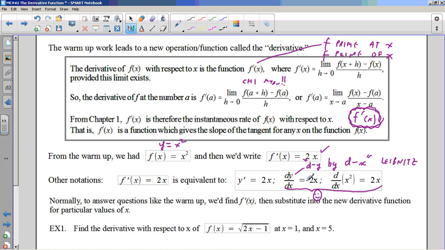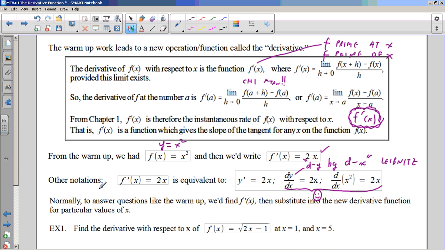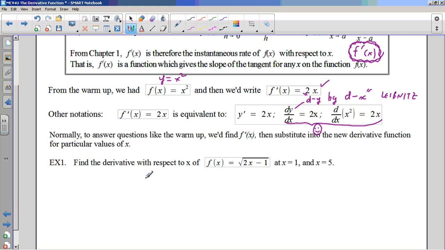Normally, to answer questions like the warm-up, what we're going to do is get the function in general, and then just substitute in regular things. Like you actually did 3 of these instantaneous rate of change calculations from chapter 1, when really we only needed to do 1 and then substitute into the 2 individual cases. And that's what we're going to do. So we're going to find the derivative, and then we're going to find the individual values at x equals 1 and x equals 5.